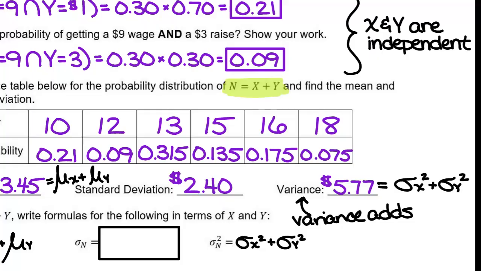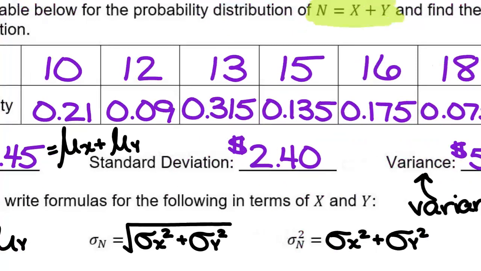So what could I do then to get the standard deviation, do you think? I can square root that. So I'm going to take the variance, sigma x squared plus sigma y squared, and I'm going to square root it.